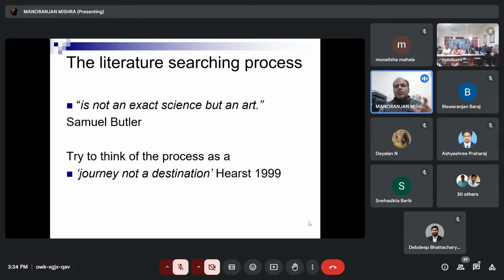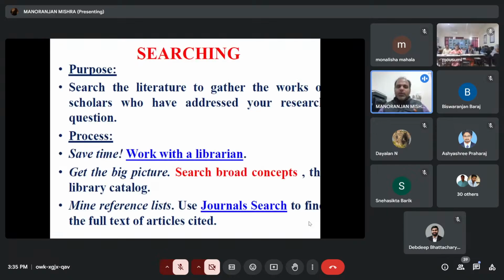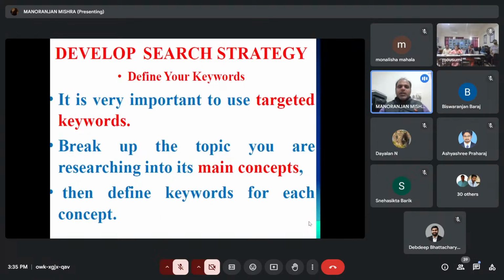Then source the literature to gather the works of the scholars who have addressed your research question, save time, and work with the librarian. It gives a big picture, such broad concepts, of the traditional work being done. So develop a search strategy and define your keywords. I've already told you, it is very important to use targeted keywords. Break up the topic you are researching into main concepts, then define keywords for such concepts.